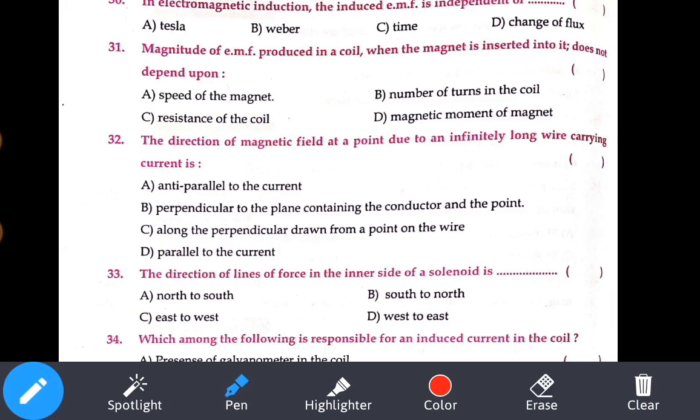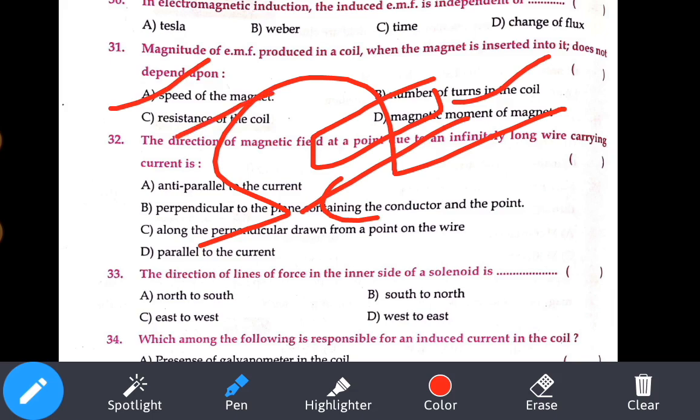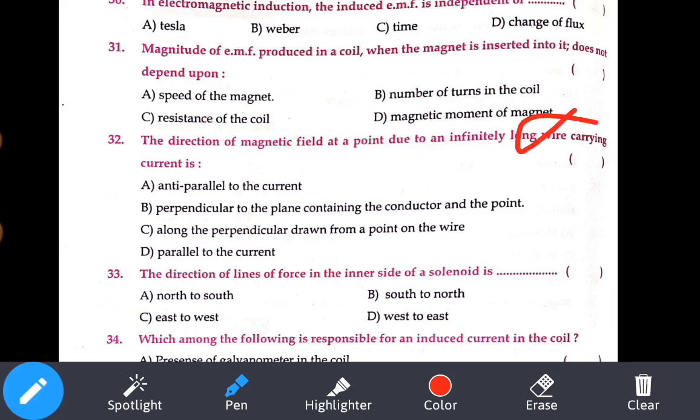Magnitude of EMF produced in the coil when the magnet is inserted in it does not depend on. So think that there is a coil and when a magnet is inserted into it, EMF is induced in the coil. They have said it does not depend on. Speed of the magnet, it will depend. The more speed of the magnet, the more fastly you move, the more EMF will be induced. Number of turns of the coil, that is also dependent. Resistance of the coil, yes, that is correct. Magnetic moment of the magnet, that is independent.